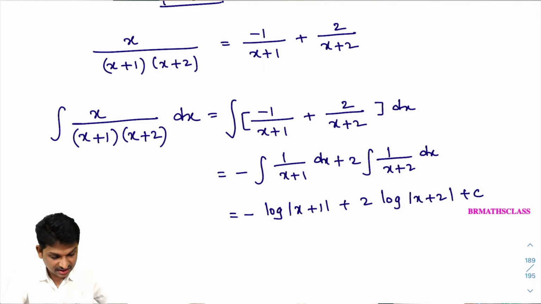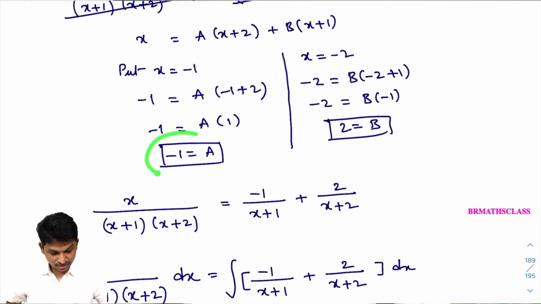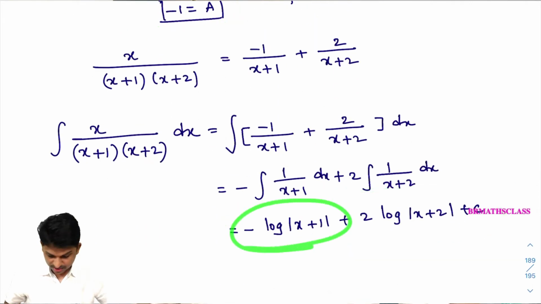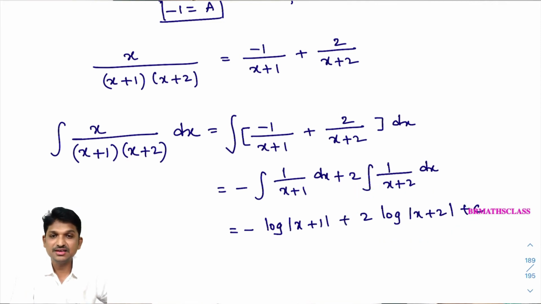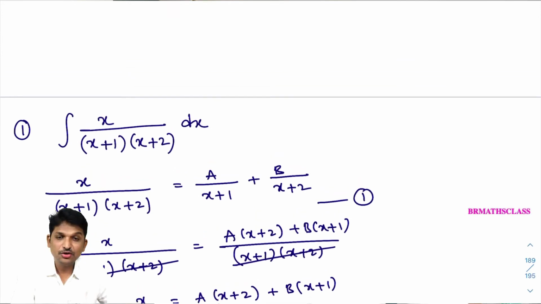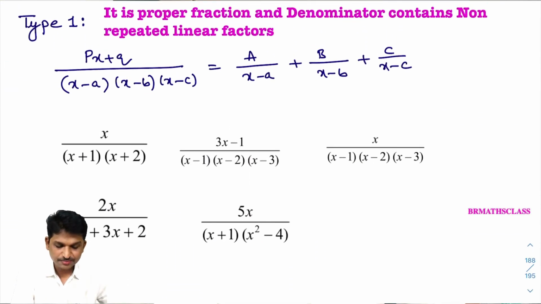So this is the required answer. Let me check the correct answer once. The a value is minus 1, the b value is 2. Very good. And the answer is minus log mod x plus 1, plus 2 log mod x plus 2, plus c. Yes, we got the NCERT textbook answer. So what problems are we doing? Very good, Rajita. We are doing type 1 problems in integration by using partial fractions.